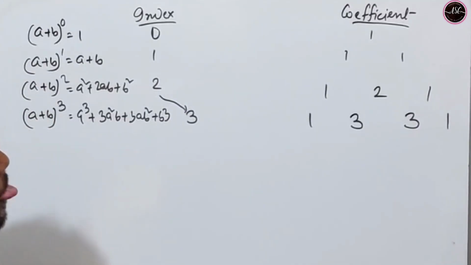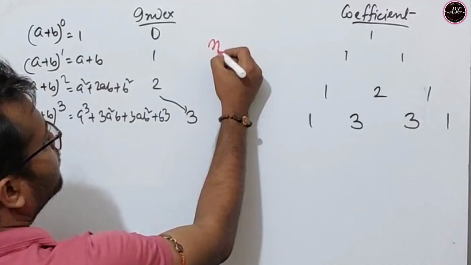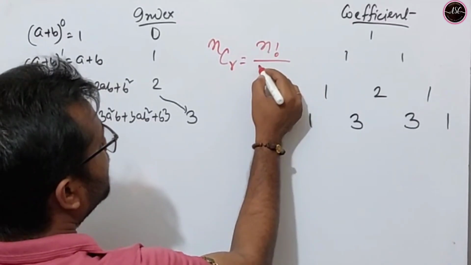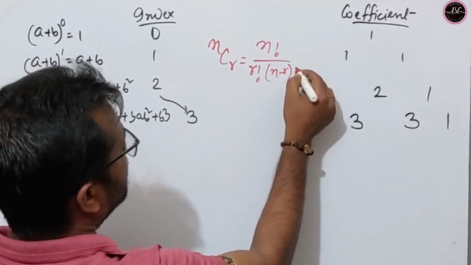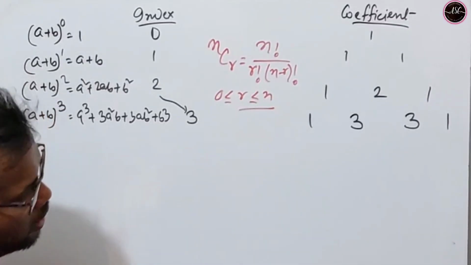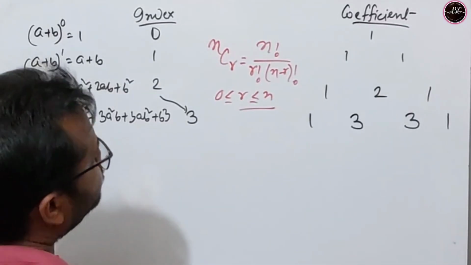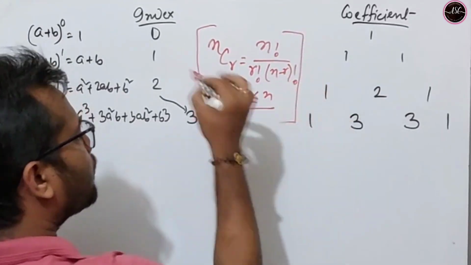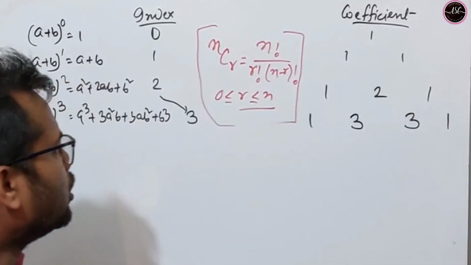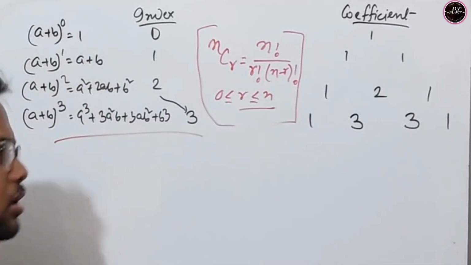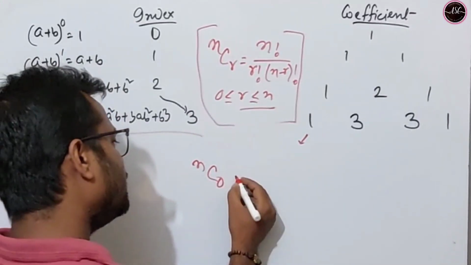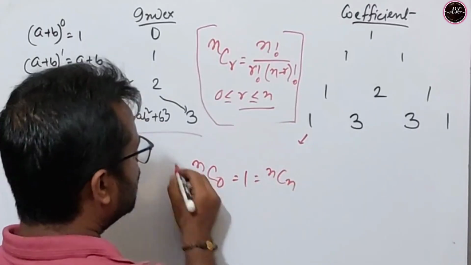Okay, so in the combination chapter we found that nCr equals n factorial divided by r factorial into n minus r factorial, where 0 is less than or equal to r, which is less than or equal to n. Okay, then look, how will this formula work here? Just take this expression. Here we know nC0 equals 1 and nCn is also 1.